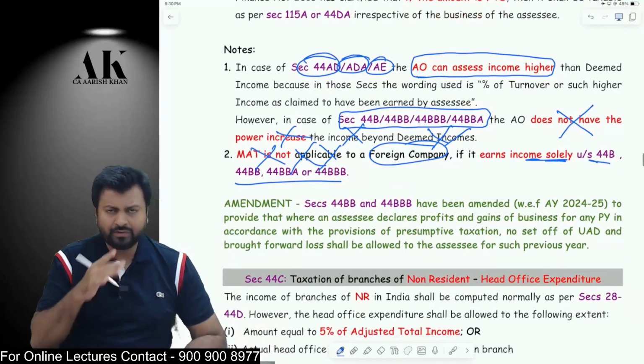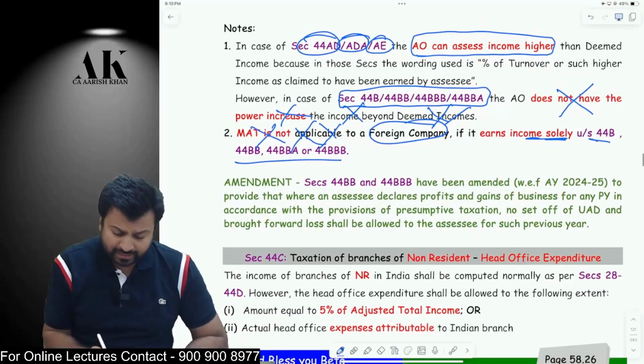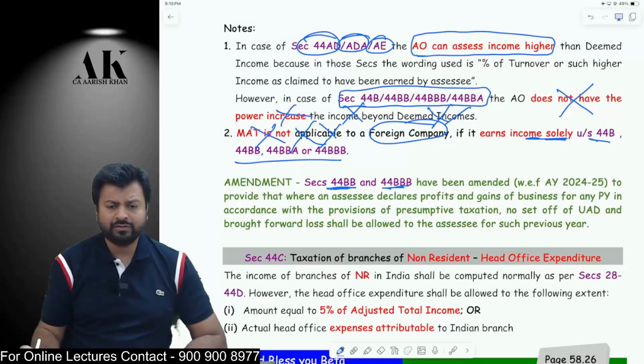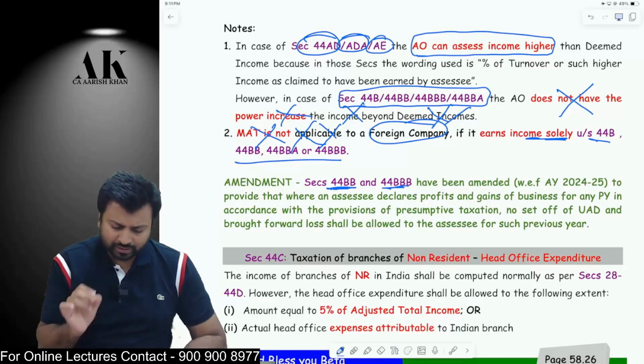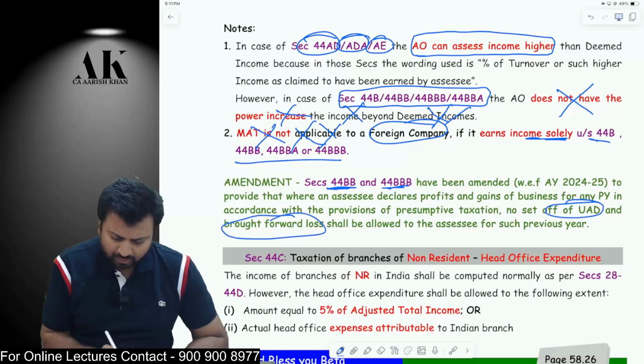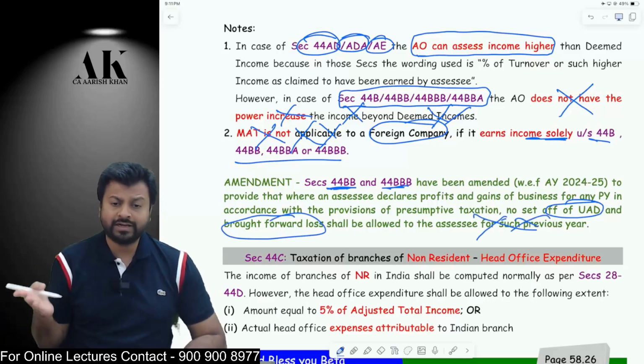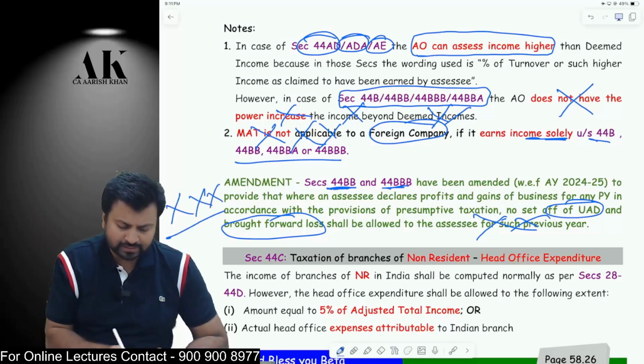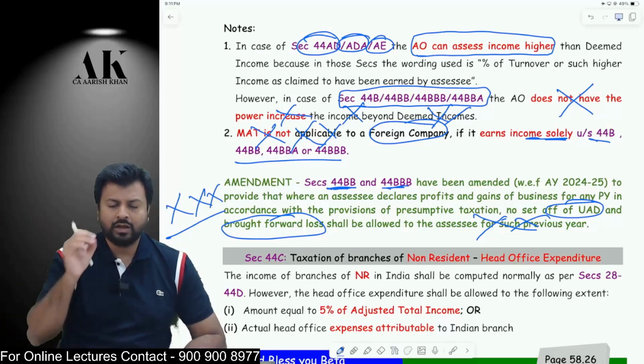the foreign company. Now, one amendment which is made by Finance Act 2023 for this section and the previous section, for 44BB and 44BBB also, that is, they will not get the deduction of any UAD or brought forward losses of earlier years. So if they want to set off any UAD or brought forward losses against this income, it is not allowed. Against these incomes you cannot set off. I hope it is clear to all of you.